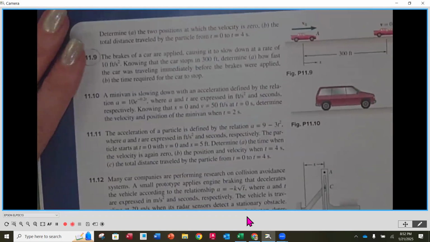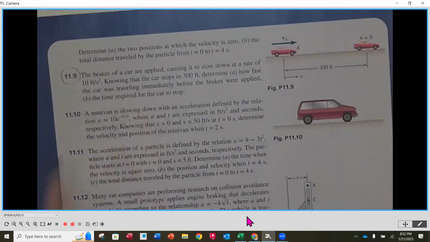The next one, number 9: the brakes of a car are applied, causing it to slow down at a rate of 10 feet per second squared. That's going to be a constant acceleration. Knowing that the car stops in 300 feet, determine how fast the car was traveling immediately before the brakes were applied. So that would be the velocity and the time required for the car to stop. That one's going to be more like the second one that we did. You're starting with an acceleration, so now you're going to have to integrate to get the two others. And then you can use the Excel spreadsheet as needed.